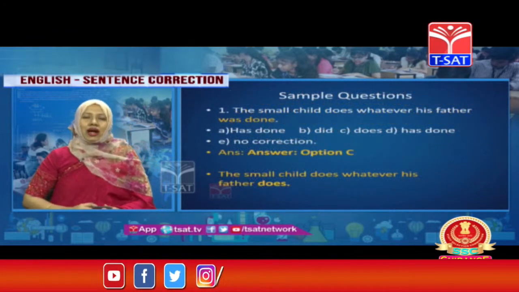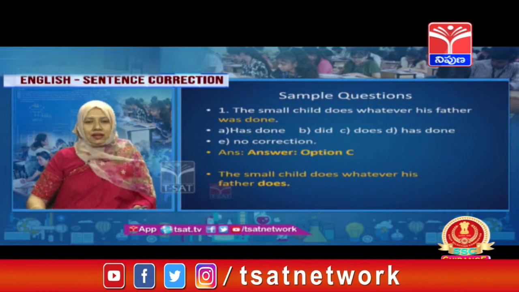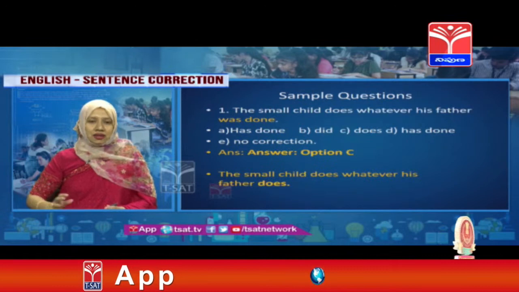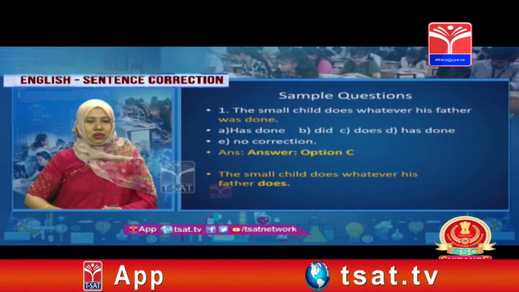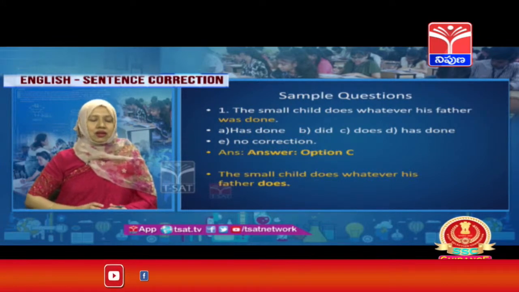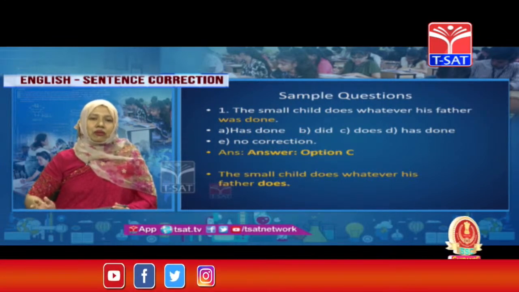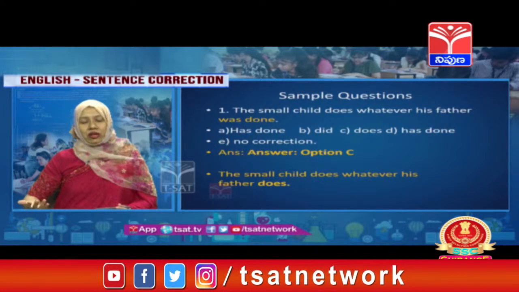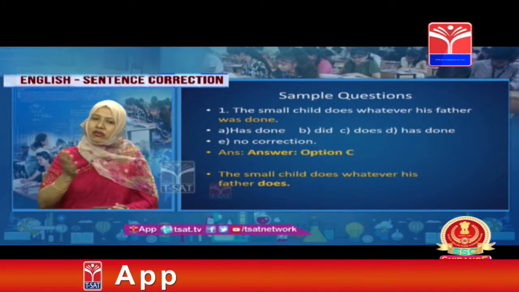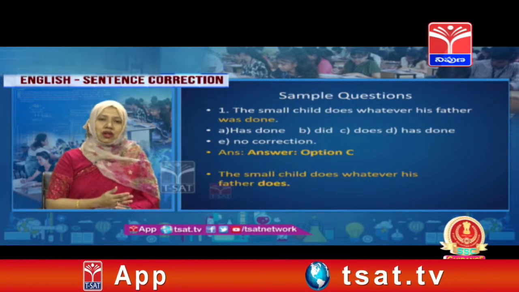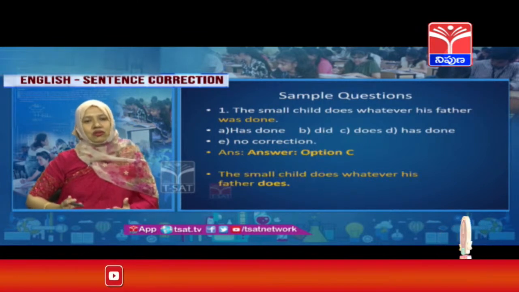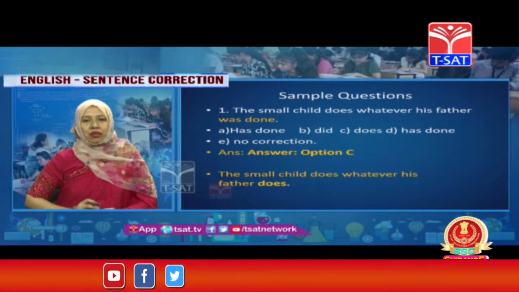Now let us see what kind of sample questions can come in your exam and how can you correct the sentences. If you get sentence correction questions from this area, how will you try to correct the sentences? In MCQ type there will be 4 options and there will be chances of getting confused. So whatever we have revised in the previous episode, let us follow those rules and solve these answers.